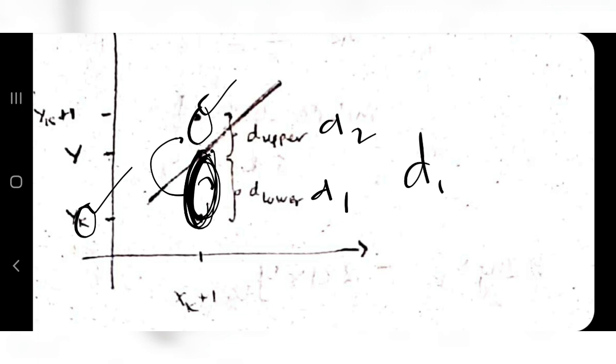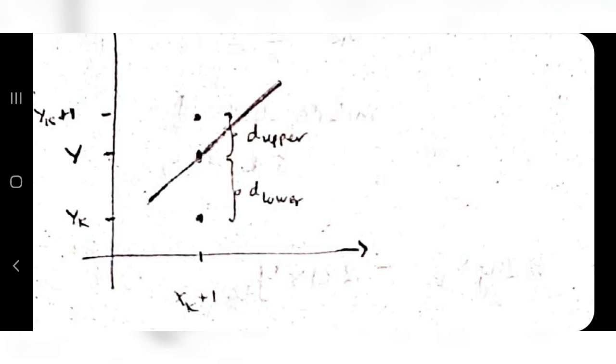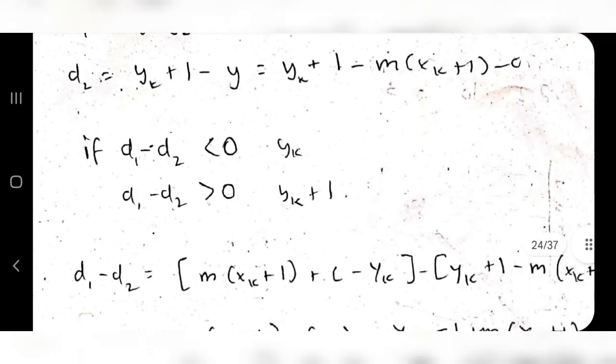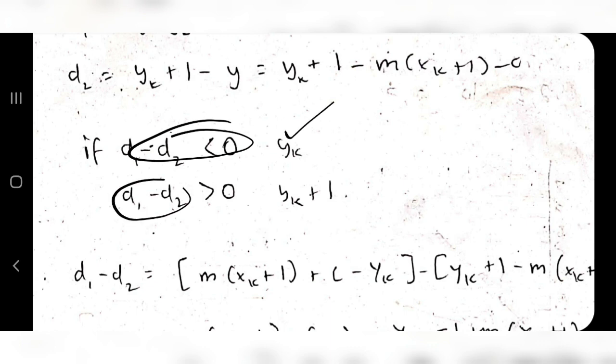In the other case, if d1 is greater than d2, at that time, this distance is more and this distance is less, we'll choose the upper point. That's what I've written here. D1 minus d2 is less than 0, then choose yk. If d1 minus d2 is greater than 0, then choose yk plus 1.